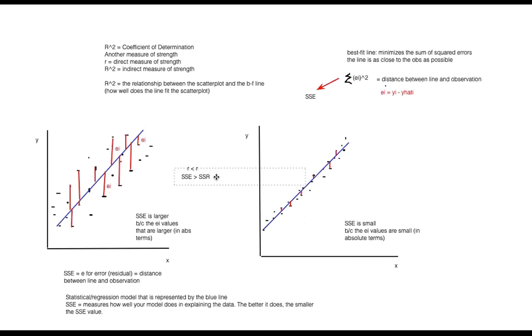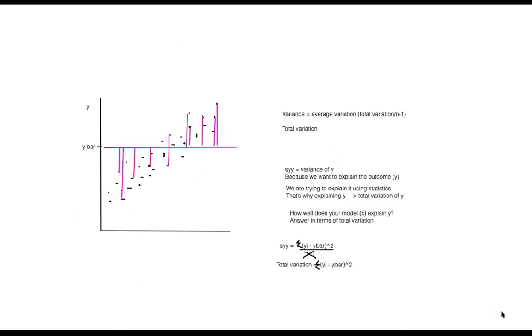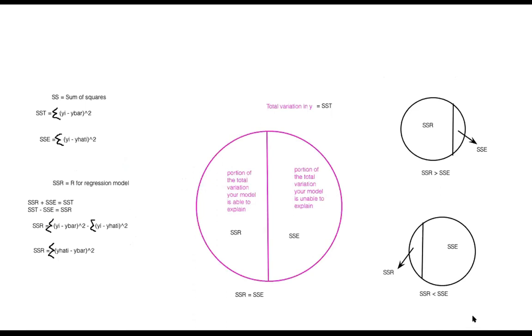Oh, sorry, what am I doing? SSE is larger than the SSR. So again, the SSE here is larger than the SSE here. If I were to go here, the left scatter plot looks more like this. The SSE is larger compared to the SSE that you see here. And if you have a large SSE, then you have a small SSR. And if you have a small SSE, then you have a large SSR. So now let me add that.